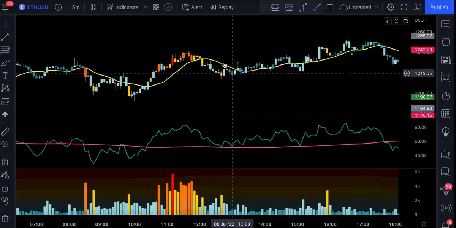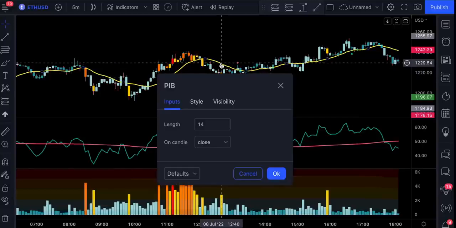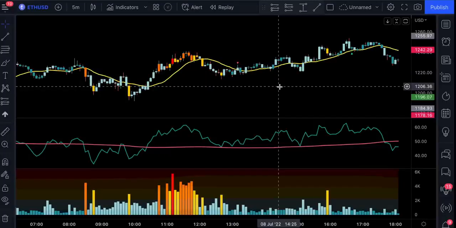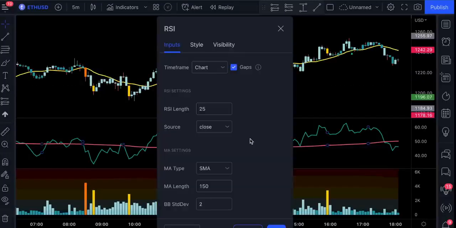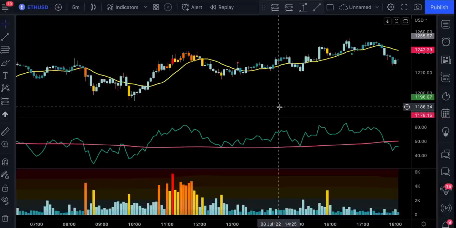I did not make any adjustments to this PIB line. We see the length is set at 14. Yet I did slightly change the colors for the RSI just to make it look a bit different. Obviously the inputs are the same. Okay, so let's actually understand how to trade with this strategy.